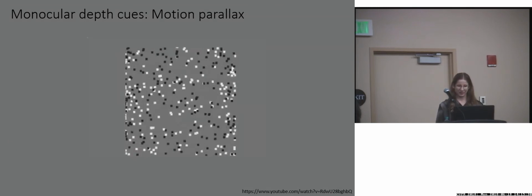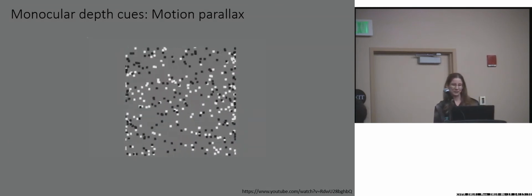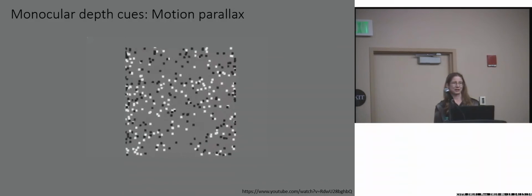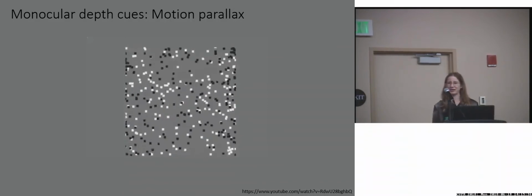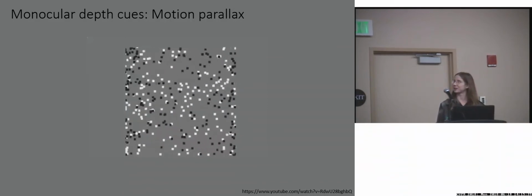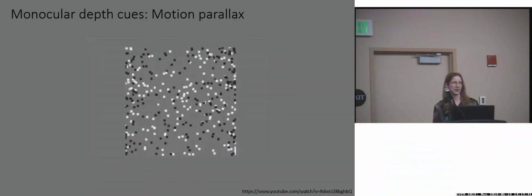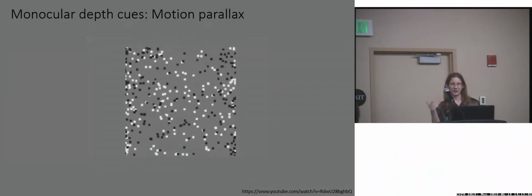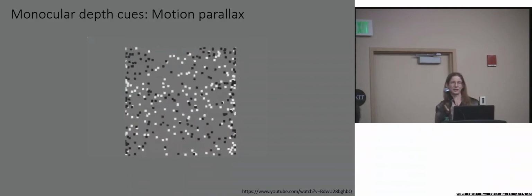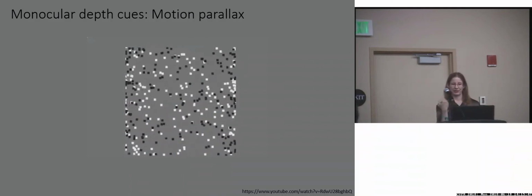Here's another example, which I think some people saw in the morning session. So hopefully everybody sees this as a 3D rotating object. It's not. It's just dots moving to the left and right. But because it's moving, it gives you a really strong sense that the dots are actually popping out of the screen or receding into the screen as they're sweeping around.